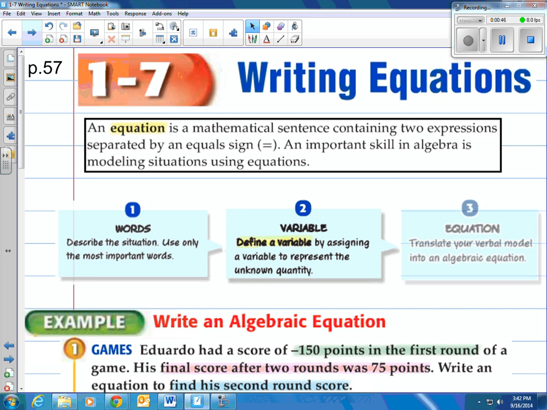What are they? Well, first of all, we describe in words. Use only the most important words, and we describe what's happening in the situation. Then we're looking for something unknown, so we call that the variable. We assign a variable, typically a letter. Define a variable by assigning a variable to represent the unknown quantity. Then the last is the equation. We translate the verbal model, the things we were talking about in 1 and 2, into an algebraic equation. Best way to see it is in action.